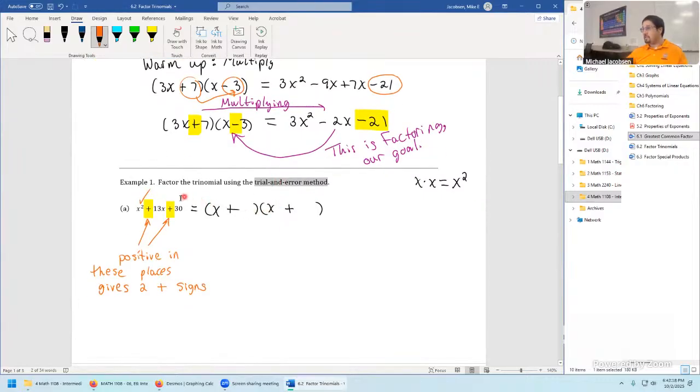So still, we need to get that 30, much like we have that negative 21 there. So we need two things to multiply that's going to give us 30. And then when we FOIL out the rest of the problem, we need to get 13. Anyone happen to know two good numbers that could do it?